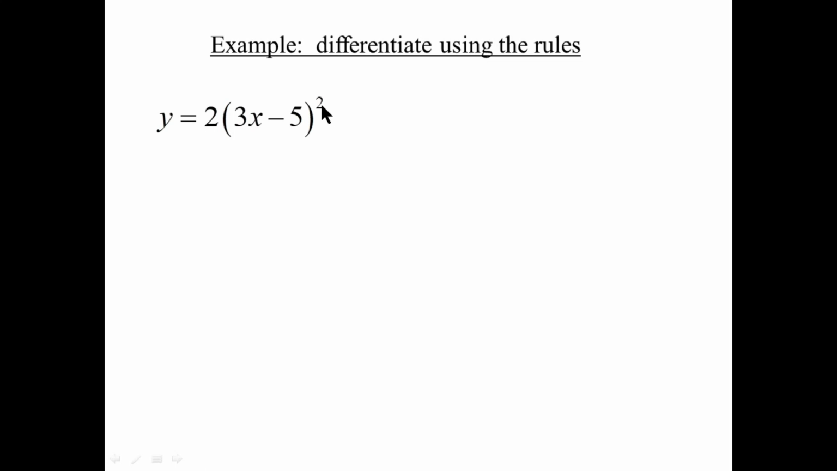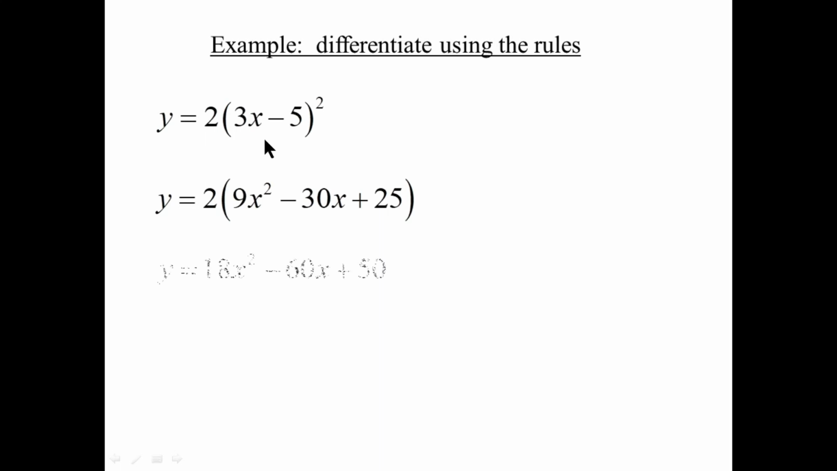Differentiate. Well, we're not quite ready to deal with this as it stands, but we do know how to square a binomial. So before we differentiate, let's do some work on it. Let's square a binomial, which means 3 terms in here. The first term squared, double the product, so minus 15 doubled is minus 30x plus 25. Now distribute the 2.